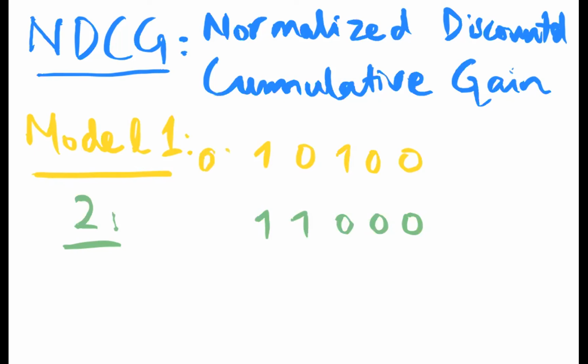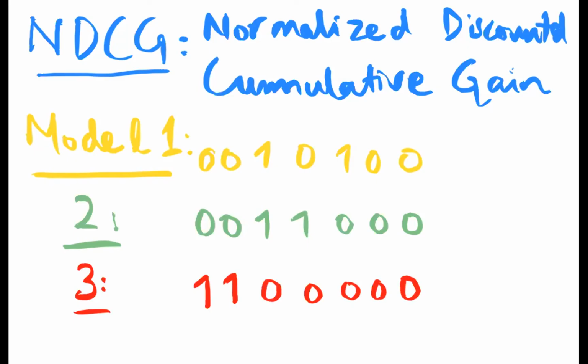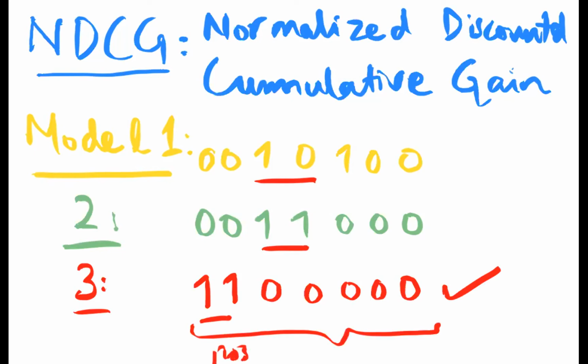So let's say you have two zeros here and two zeros here, and you have a model number three. Now we know that this one is the best one, because we don't want our relevant items to be at position number 3 or 4. These are the positions. But for precision and recall, they would be the same. Do you get the intuition?